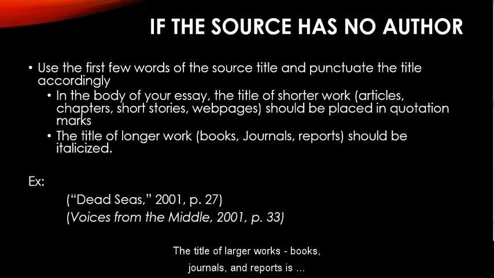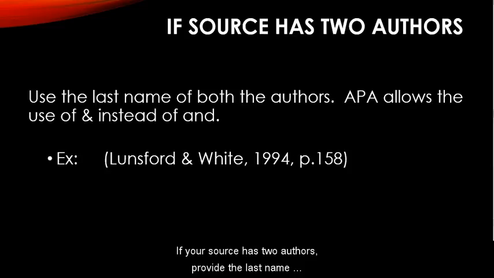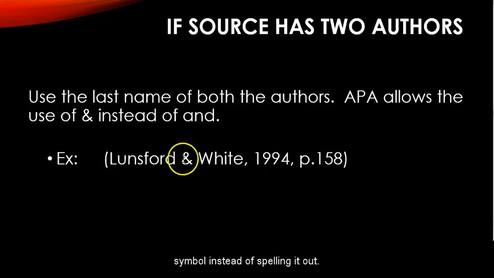The title of a larger work, books, journals, and reports, is italicized, both in the in-text citations as well as in the reference list. If your source has two authors, provide the last name of both authors. APA allows the use of the ampersand symbol instead of spelling out "and."